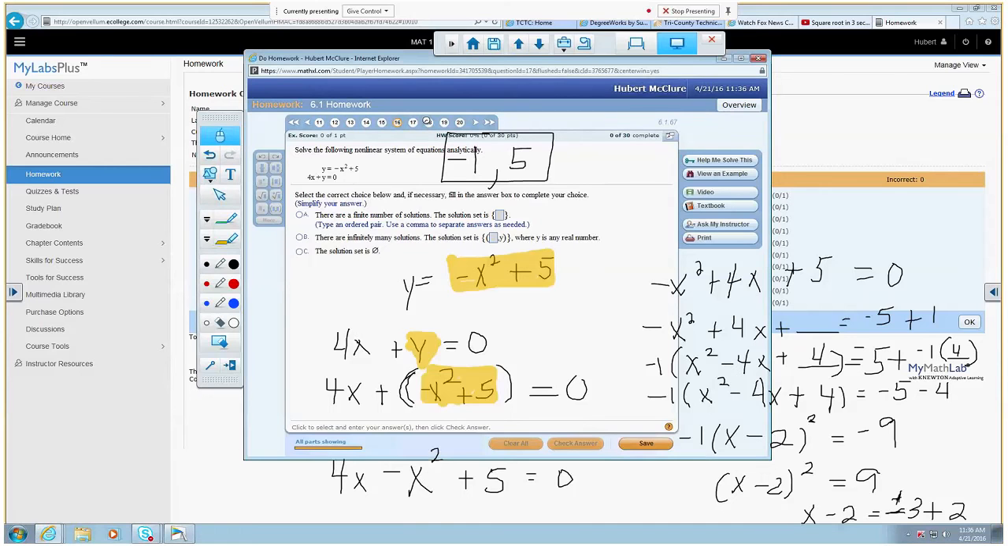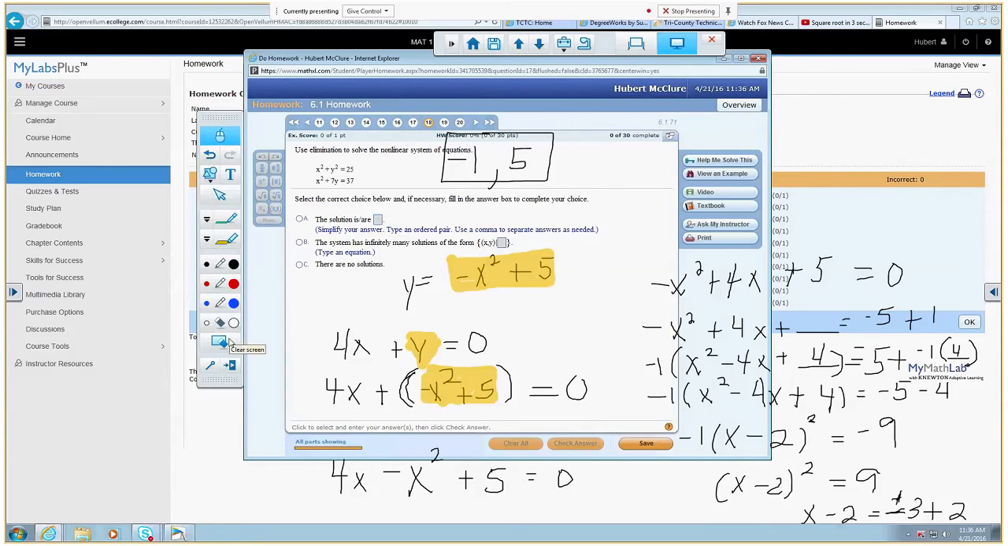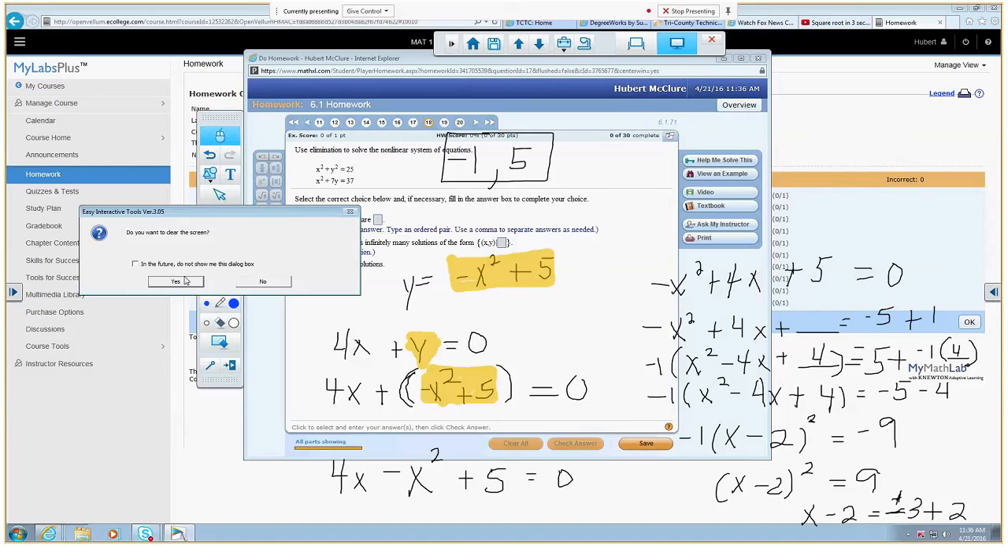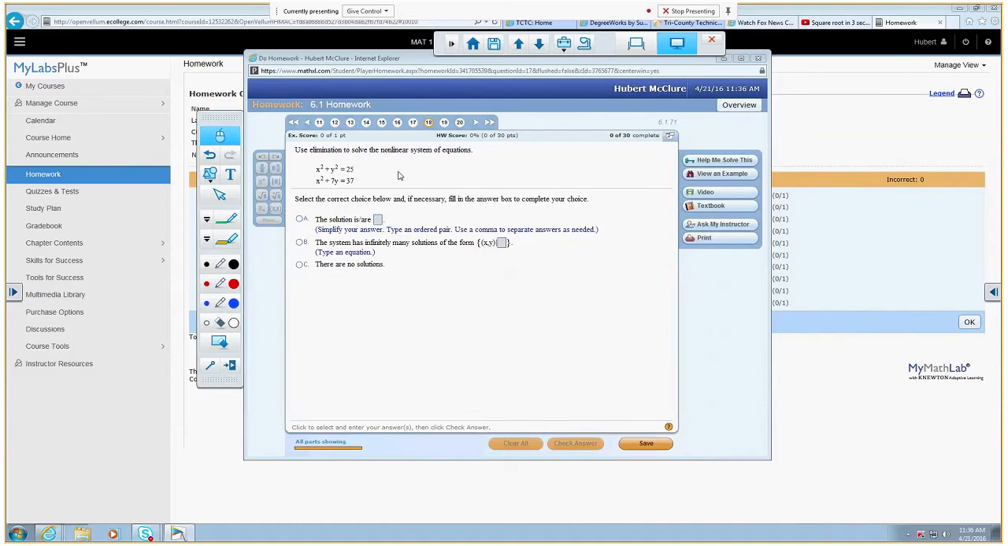I'm not going to do that one. We're not going to do that one on the test. Not this test. Might be a good final exam. We're not going to do nonlinears.